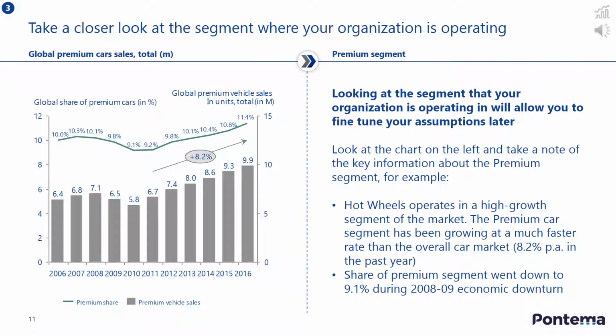Looking at the segment that your organization is operating in will allow you to fine-tune your assumptions later. The slide shows some analysis for the premium car segment. Is it growing or shrinking? How does performance compare with the overall car market? And what is the market share of the premium car segment? You could repeat the same analysis for the light commercial vehicle segment, assuming you had the data available.